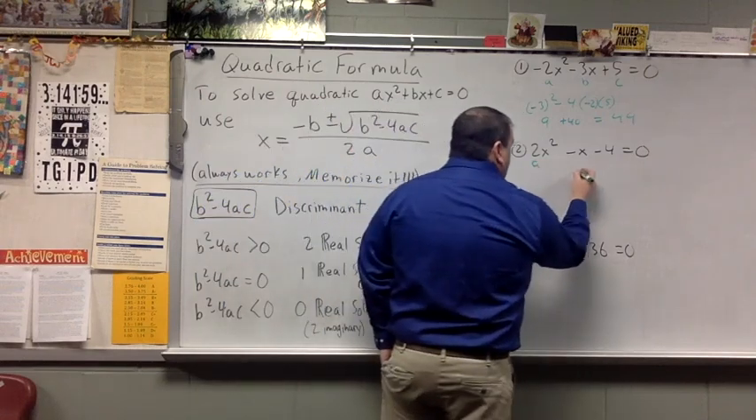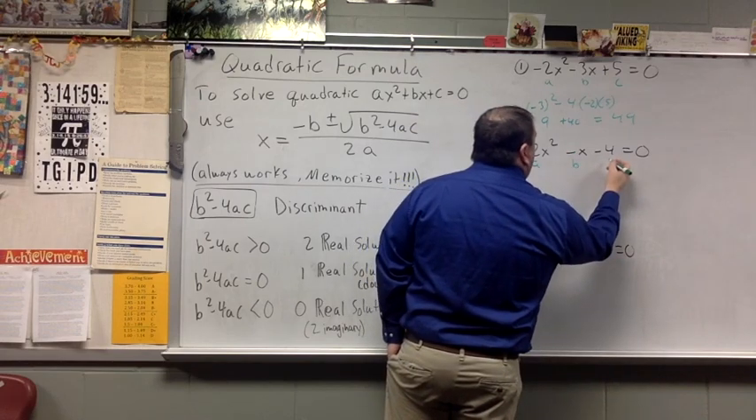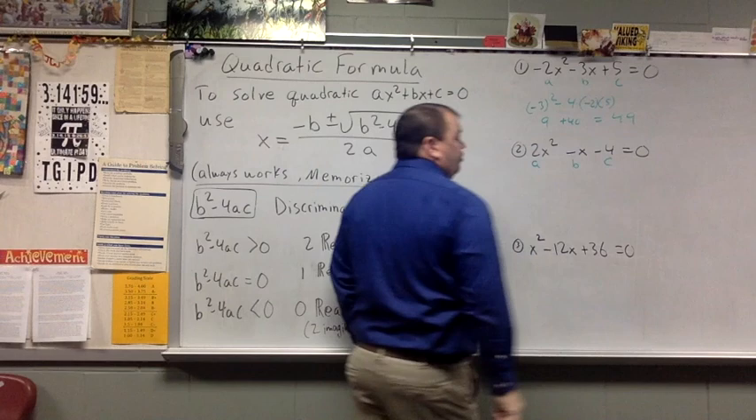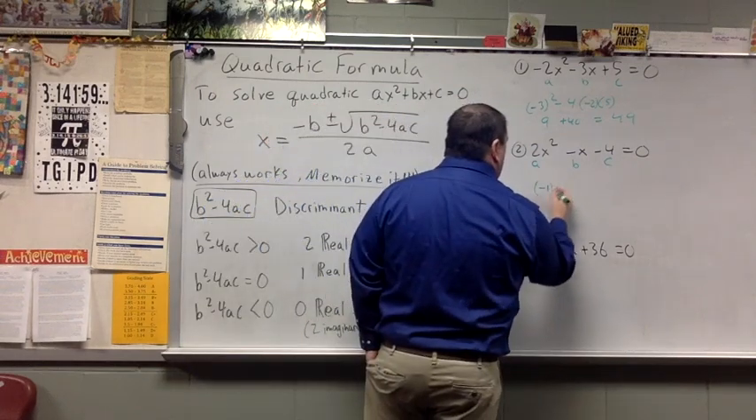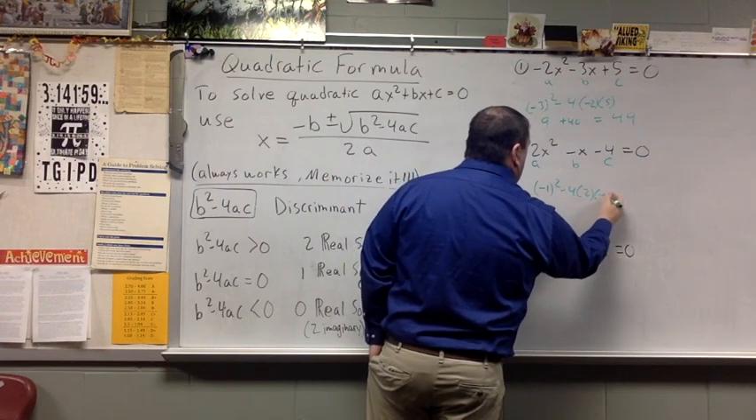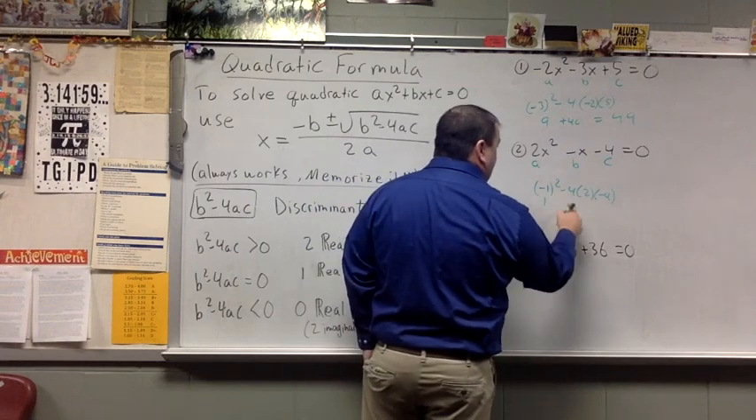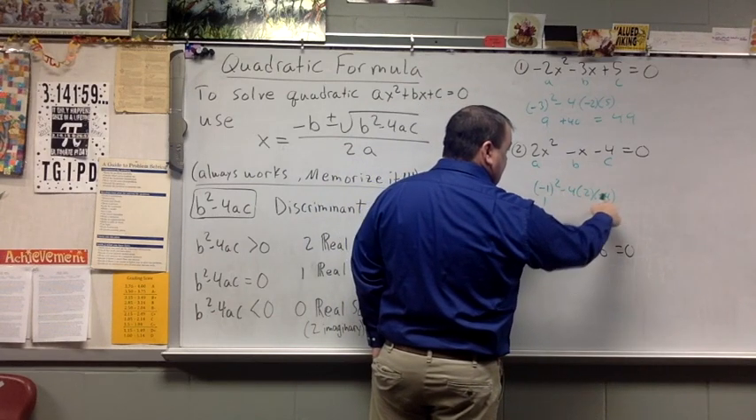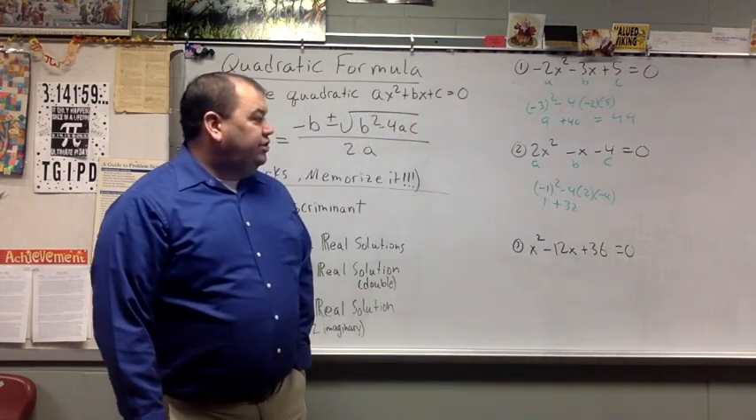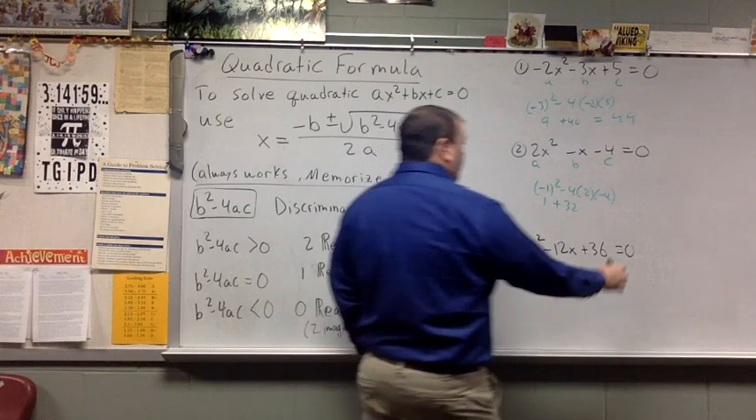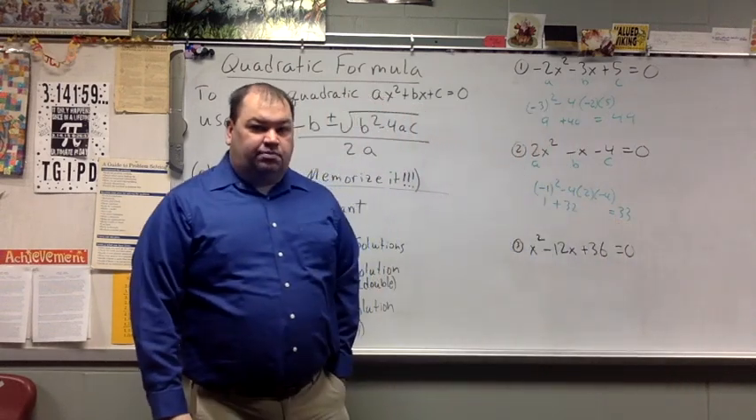In this particular problem, here's A. B is a negative 1. C is negative 4. So when I do B squared minus 4ac, I'm going to work this out, and I end up with a 1 plus a 32. Looks like I get 33. That's going to have two real answers.